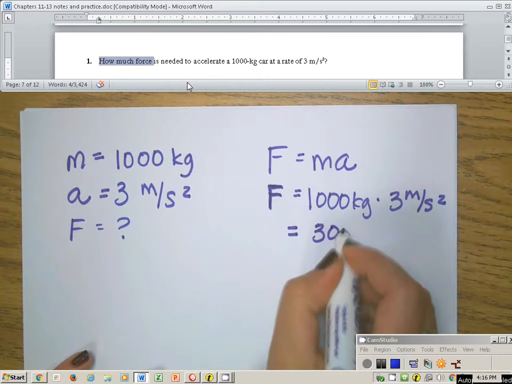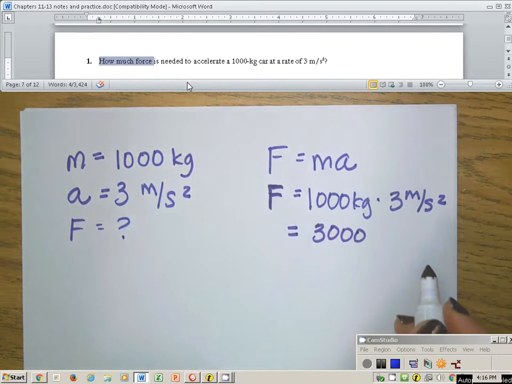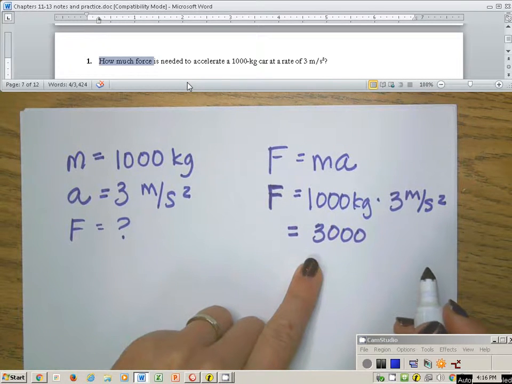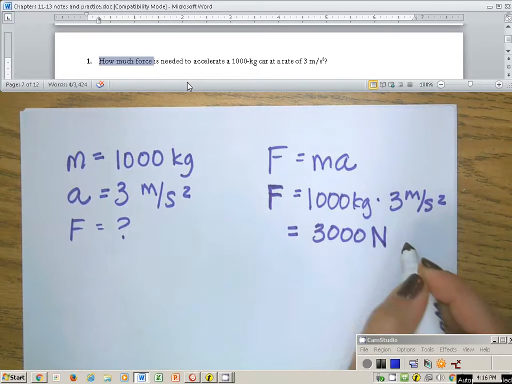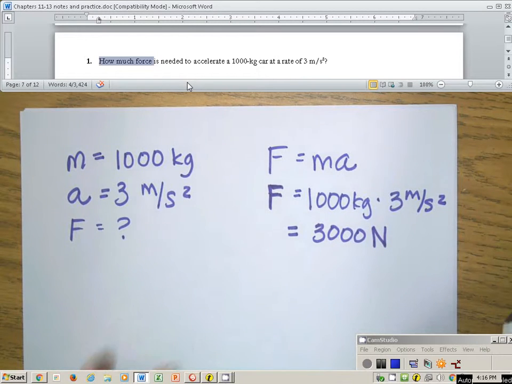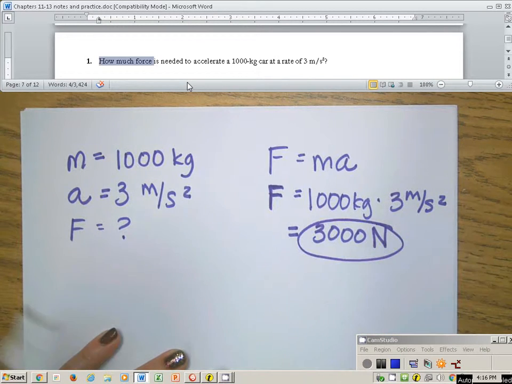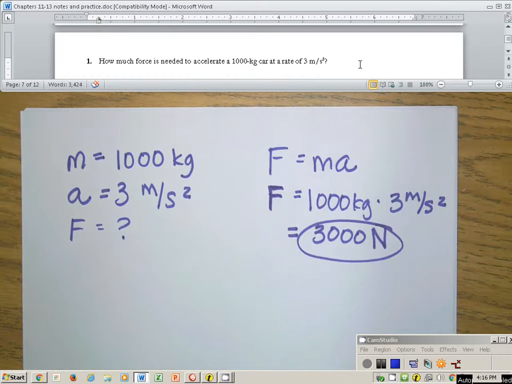Once I multiply, I've got 1,000 times 3 is 3,000. The unit of force is Newton. That's what we're going to put in there. 3,000 newtons. And that answers my question. 3,000 newtons is needed to accelerate a 1,000 kilogram car at a rate of 3 meters per second squared.